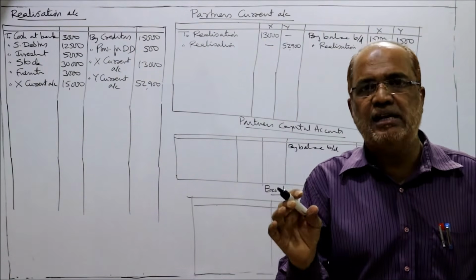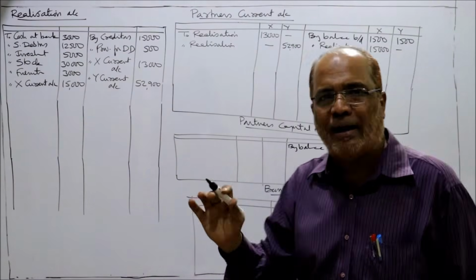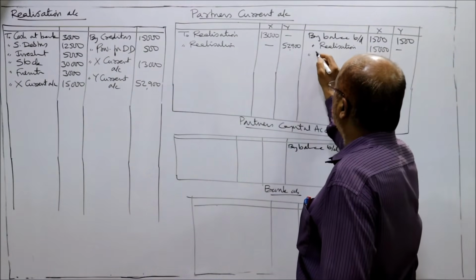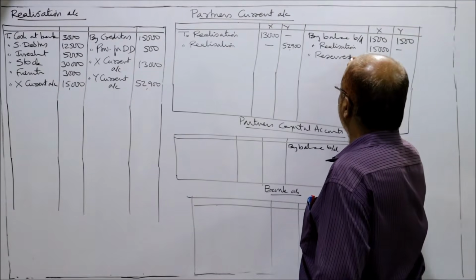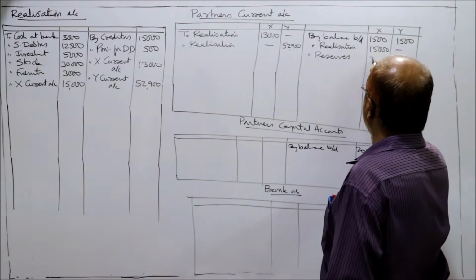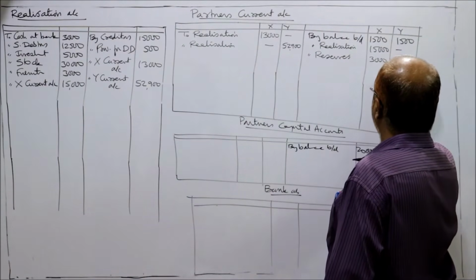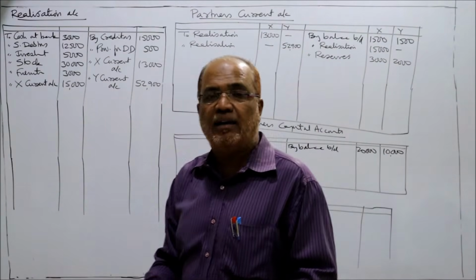Next entry is reserve account debit to X current account and Y current account. So we will credit both by reserves. How much? 3,000, 2,000. And the 6th entry is completed.